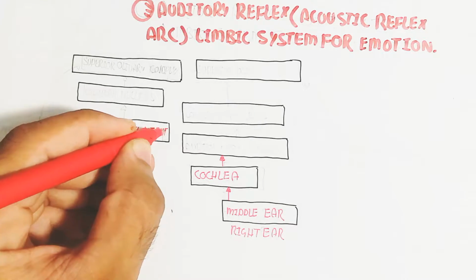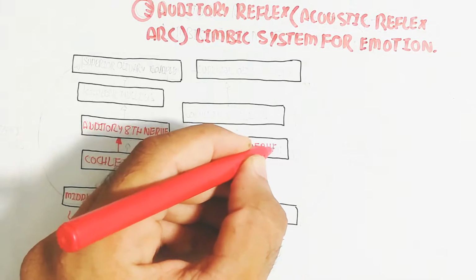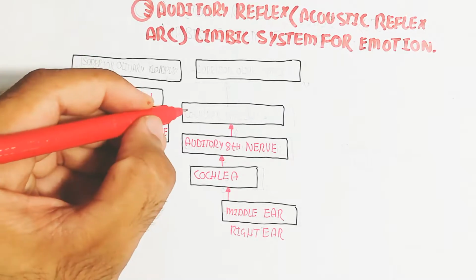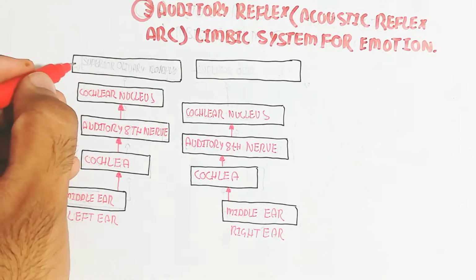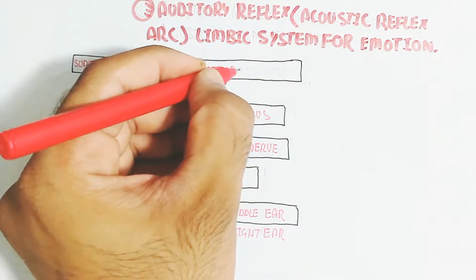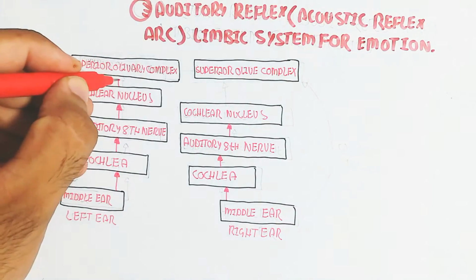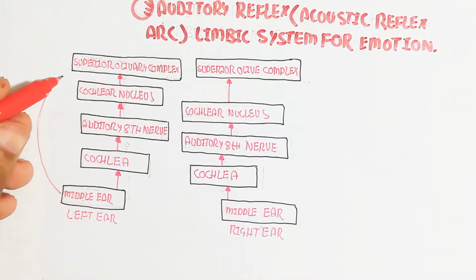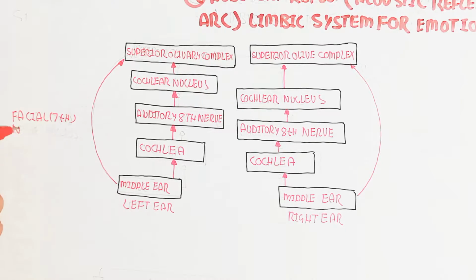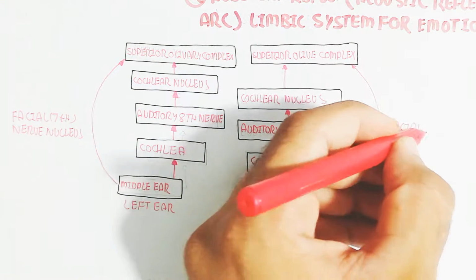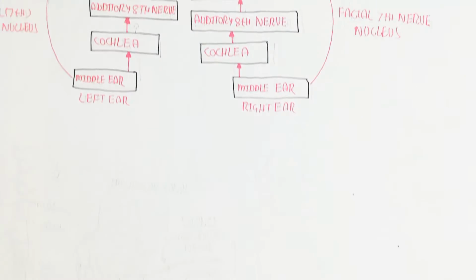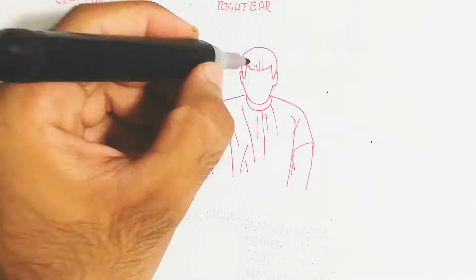In this way the auditory eighth nerve, the cranial nerve eighth, receives the signal, and the cochlear nucleus receives the signal after that, and the superior olivary complex is interconnected. Both sides of the olivary complex will receive the sound. Even one ear can listen, but both ears can feel. Here the facial seventh nerve nucleus is also directly involved with the middle ear. So remember the facial seventh nerve nucleus.